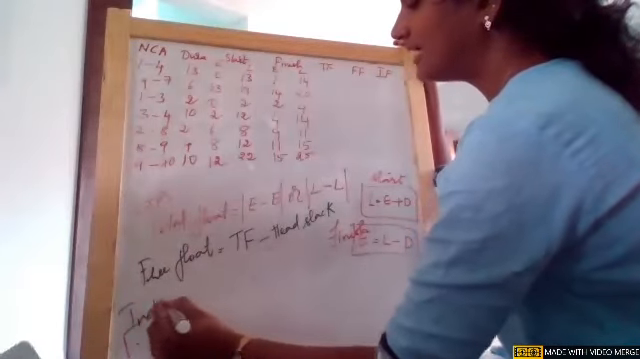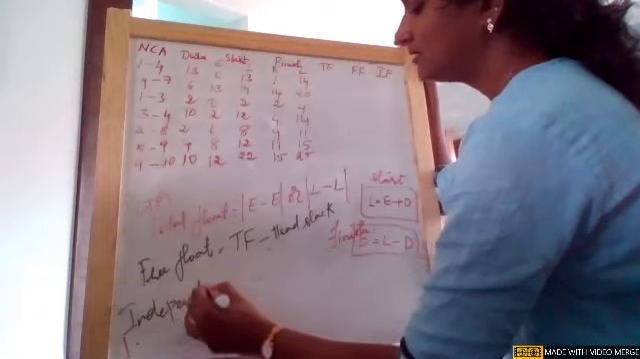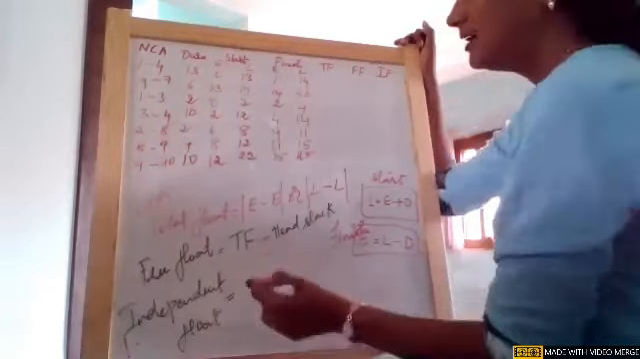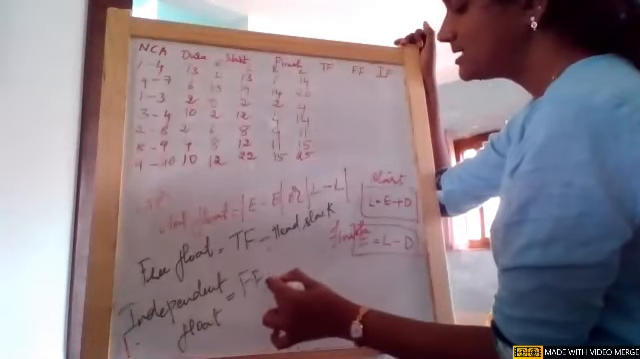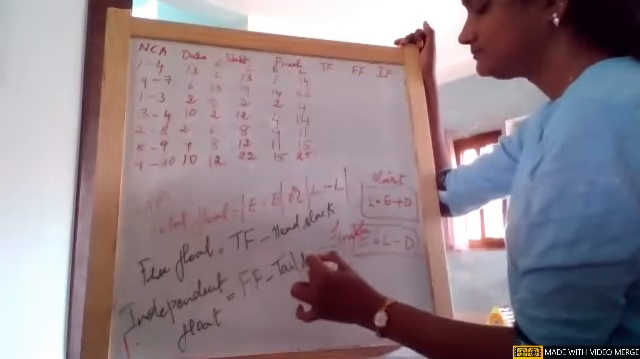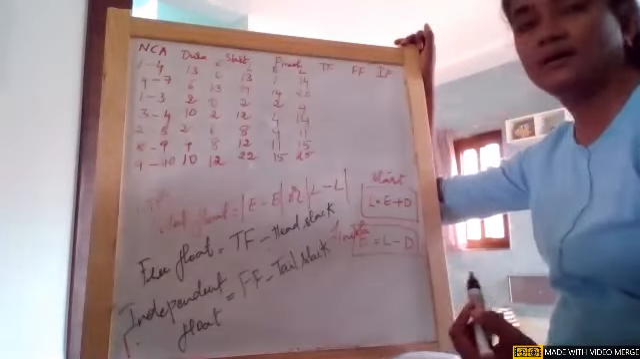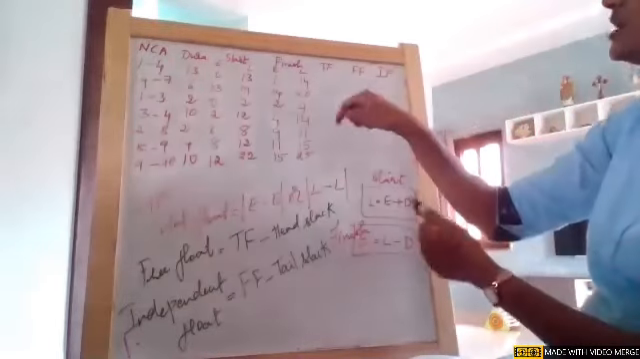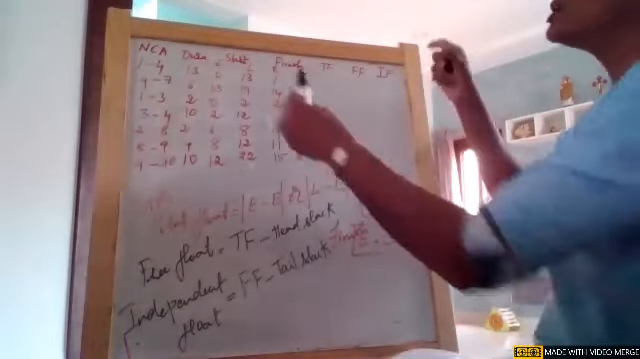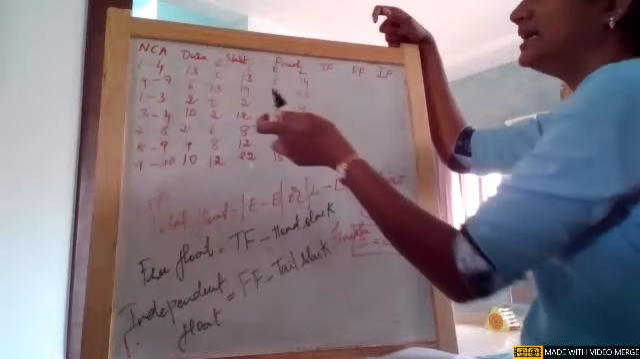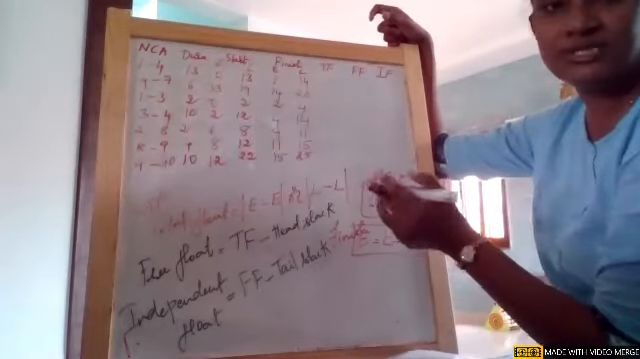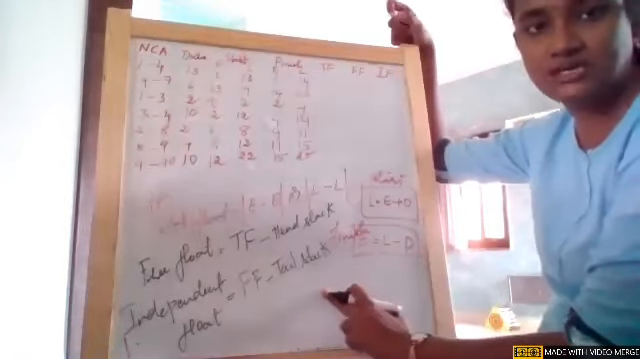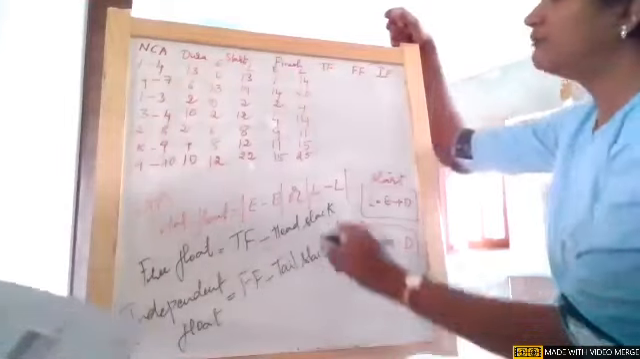Independent float, IF stands for independent float. It is free float minus tail slack. So these are the formulae which I am going to use. Now first I am taking total float. So here we have earliest or latest, any difference, and mod. Mod means negative or positive is not considered. But for free float and independent float, there is no mod, I didn't mention it. So carefully write the formulae for your further purpose.